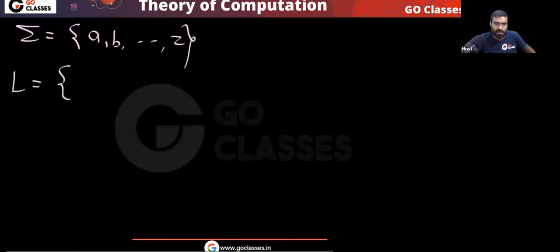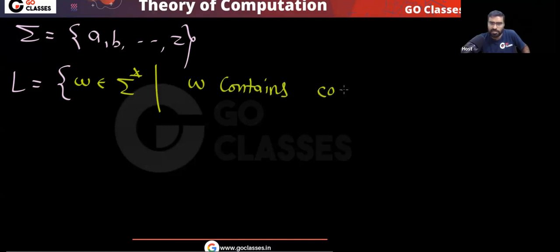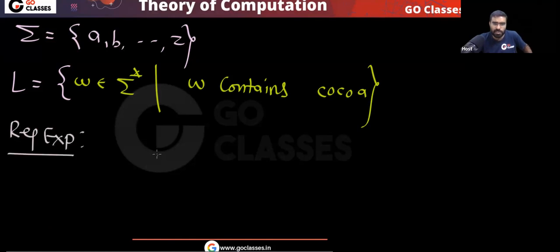Your language is containing COA. So you have strings W which contain this substring COA. This is what it contains. So tell me, what will be the regular expression for this language?